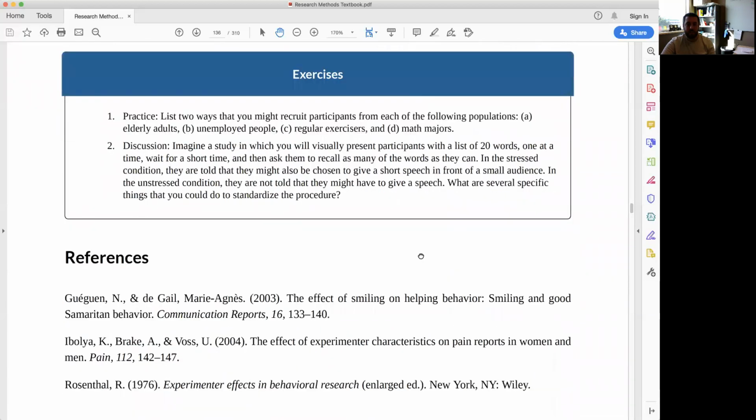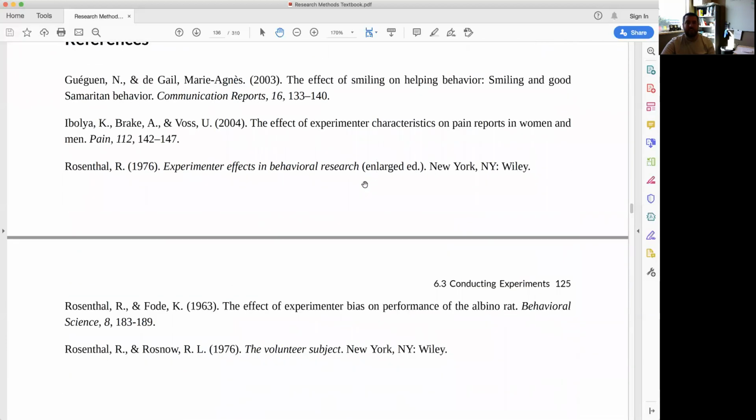All right, so with that, again, that's kind of your basic overview of experimental research. We're going to do complex designs next week, but if you have any questions about anything that was covered here, do not hesitate to let me know.